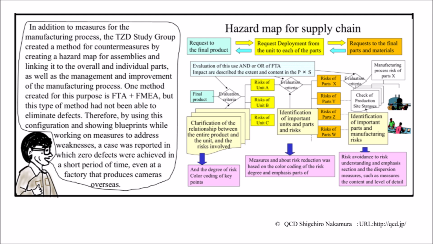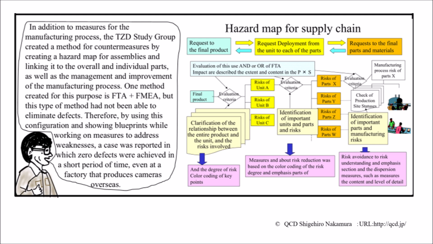In the second TZD Study Group, we created a quality function tree diagram for assembled products, which uses a diagrammatic structure to visualize quality hazards. This diagram shows the weaknesses of the entire product. If the problem is related to a lower-level unit or component, the structure and defect mechanism are made visible.